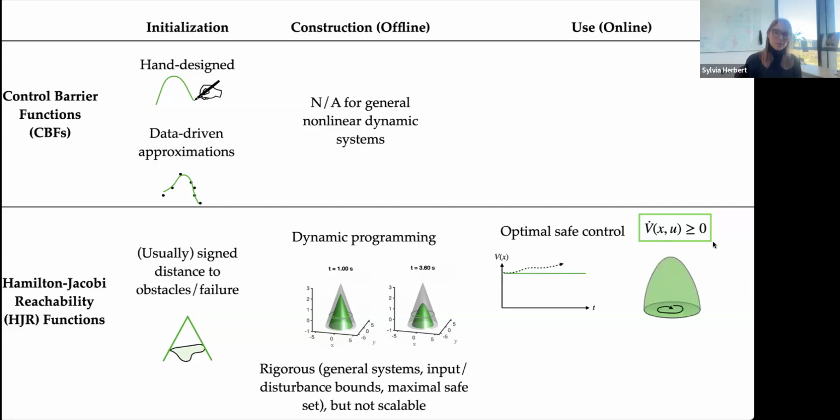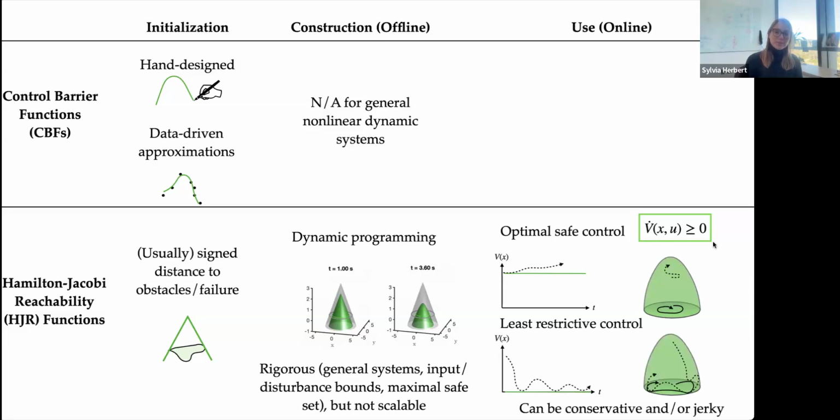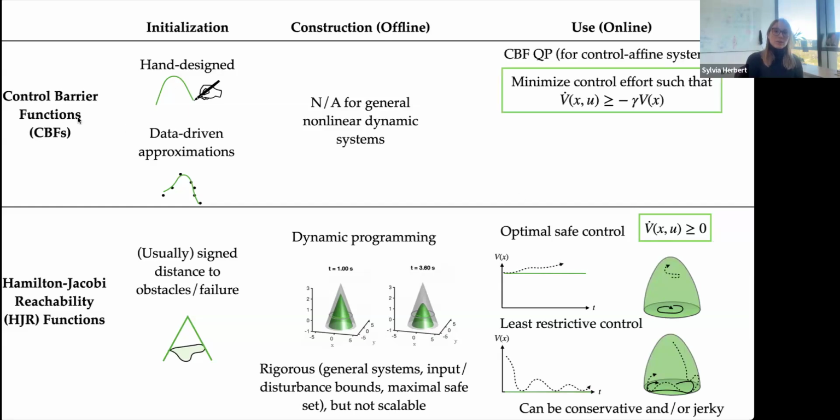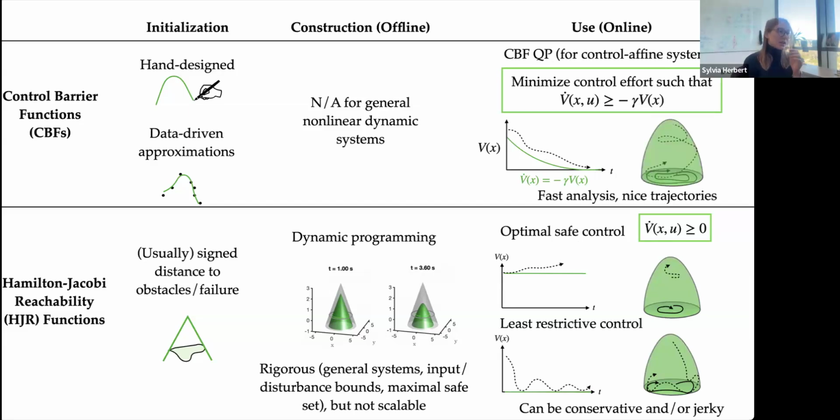You're always running away from obstacles. Or we can do least restrictive control. That was the thing where we only intervene when you hit the boundary of safety. And so you can be conservative and or jerky. Control barrier functions use this quadratic program where you minimize control effort such that v dot is greater than or equal to minus gamma b, which is this curve here that has this nice trade-off between the performance control and the safety control as you approach the boundary. So this has fast analysis and nice trajectories.